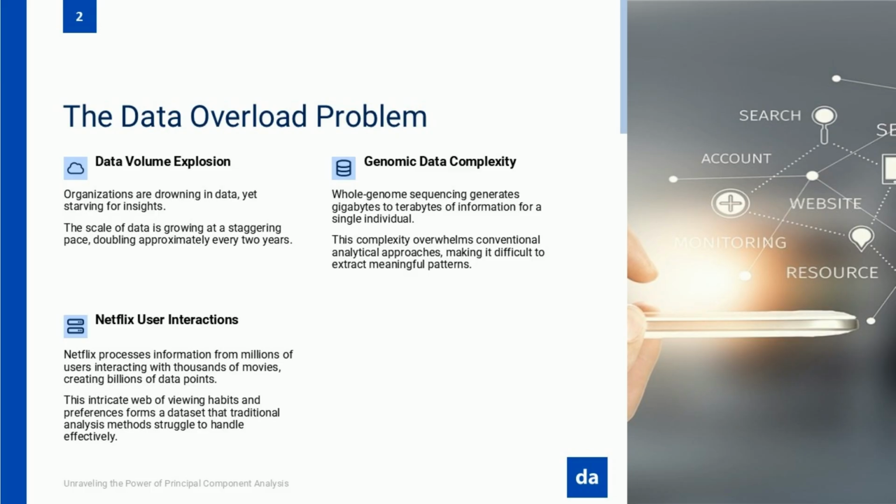Take Netflix, for instance. Their recommendation system processes information from millions of users interacting with thousands of movies, creating billions of data points. This massive collection of viewing habits, ratings, and preferences forms an intricate web of information that traditional analysis methods simply can't handle effectively. The scale of our data problem is growing at a staggering pace. Across industries, we're seeing data volumes double approximately every 2 years.